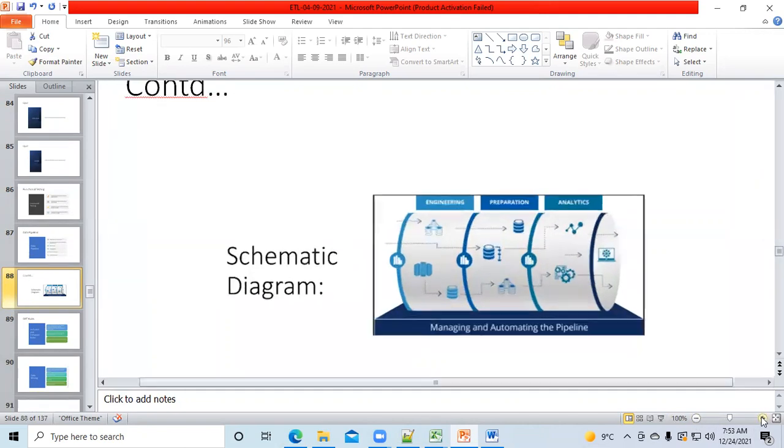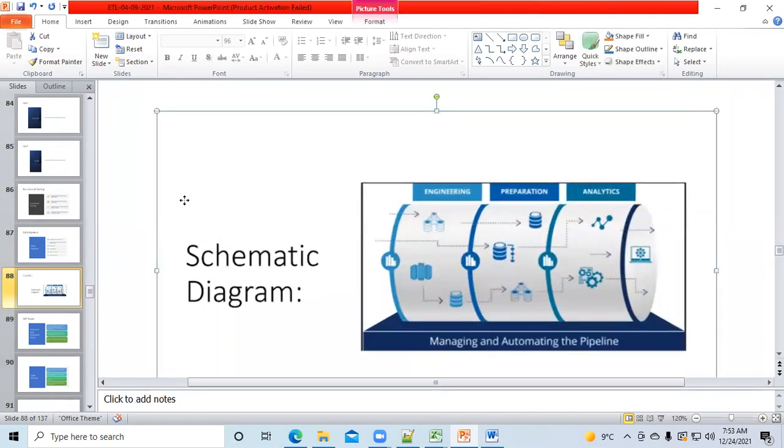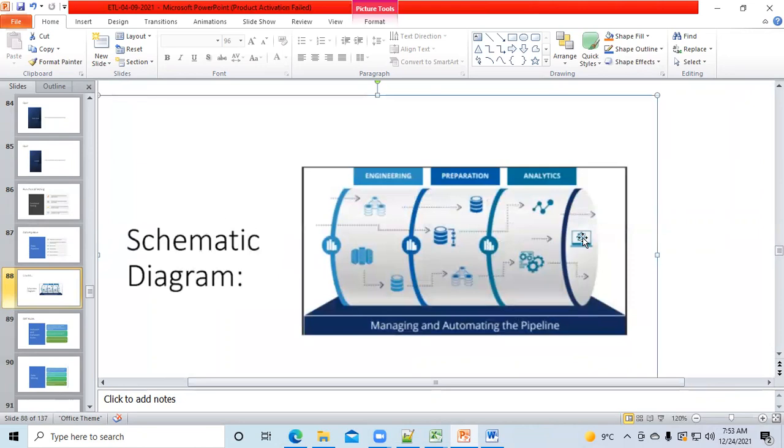Let me zoom this. Hope this is visible. Okay. So you can see this is like a pipe. So here what is happening? First of all, we are ingesting data from different sources. See, we are ingesting data from different sources.